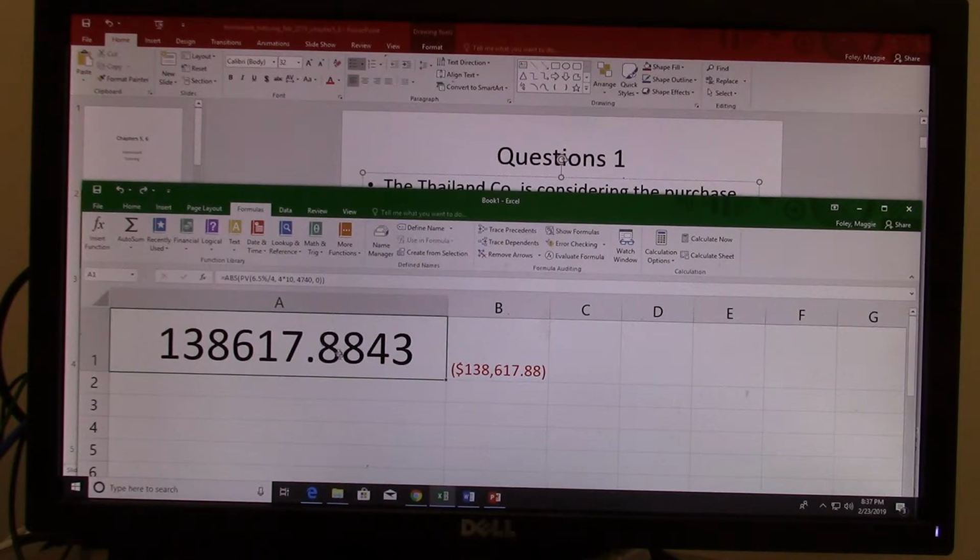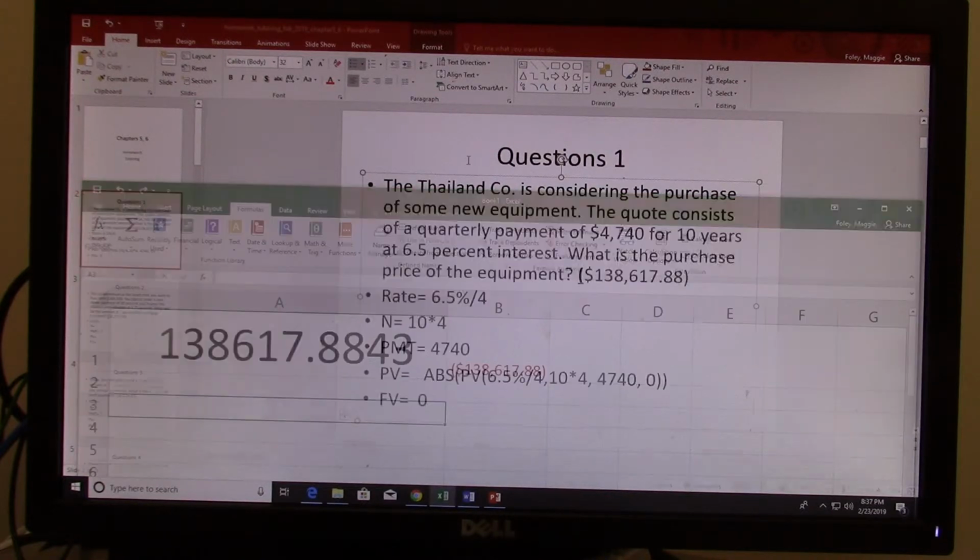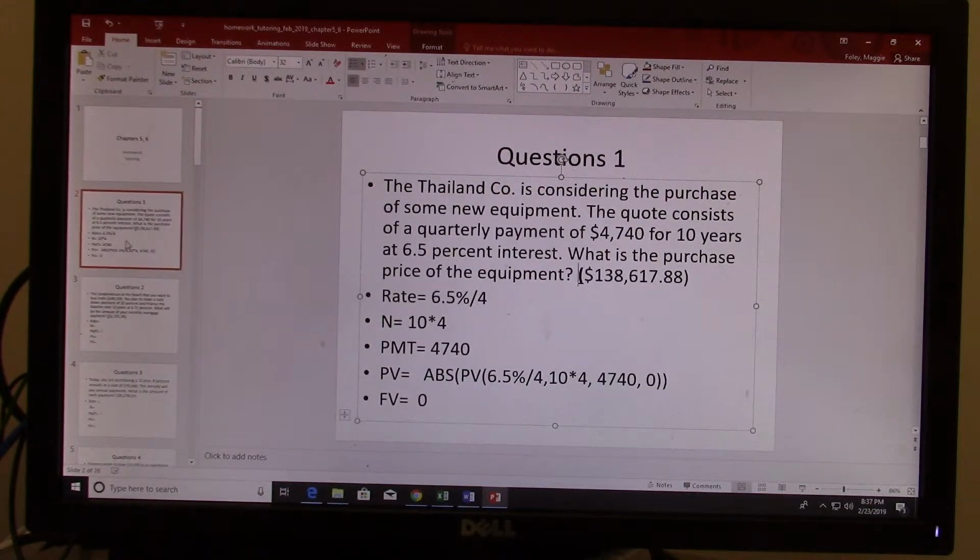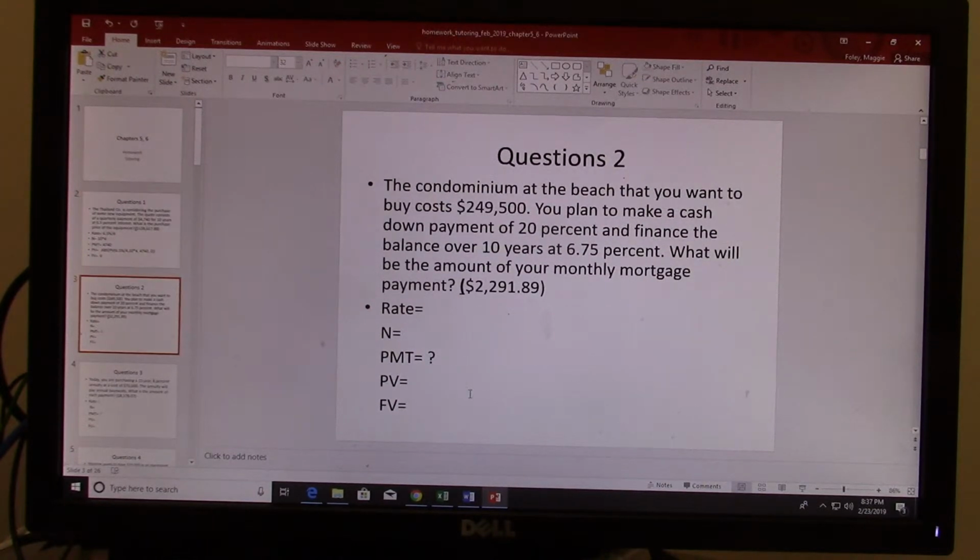So this is the way to do that using Excel. Okay, so this is question number 1. Let's do question number 2. The inputs are how much for this question? For this question, you want to buy a condo for $249,500. You make 20% as a down payment, and for the rest of the loan, you want to pay that off in 10 years at 6.75%. How much is your monthly mortgage payment?